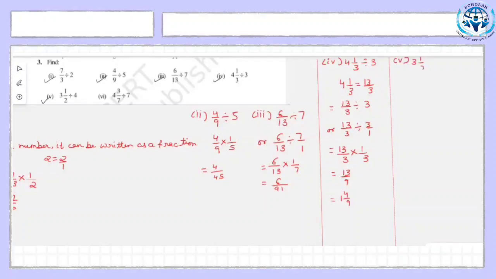Fifth one, 3 1 by 2. 3 2 ja 6, 6 plus 1 is 7, 7 by 2 divided by 4. 7 by 2 into 1 by 4. 7 by 8.